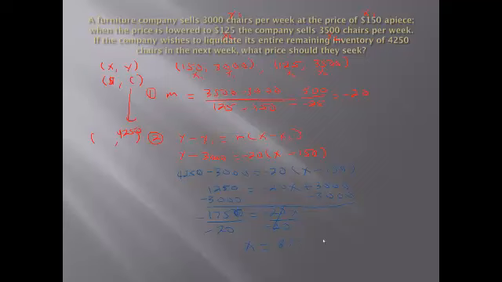So what that tells me is that if I want to sell this next 4,250 chairs, then at the rate of change that I had, I need to price them at $87.50. That's how much each chair would need to be.